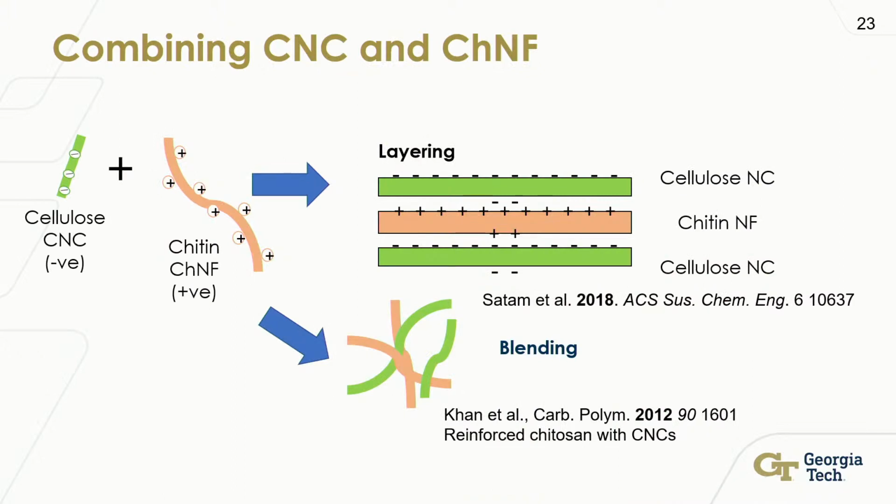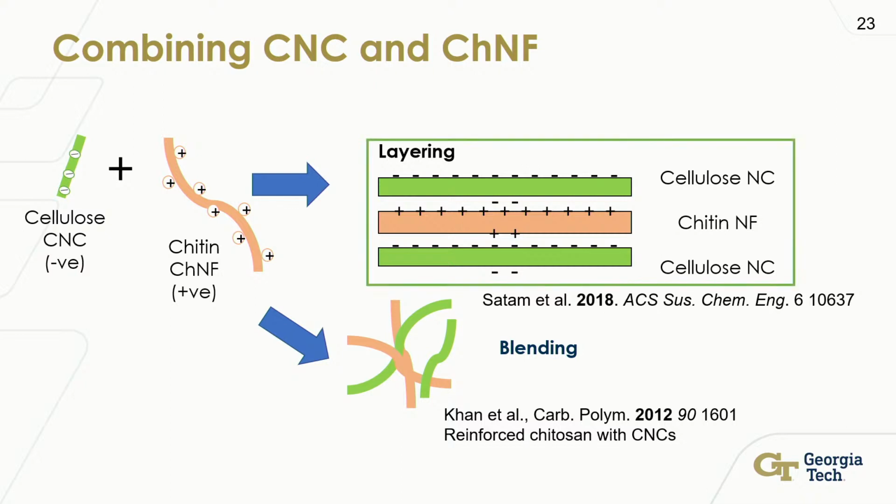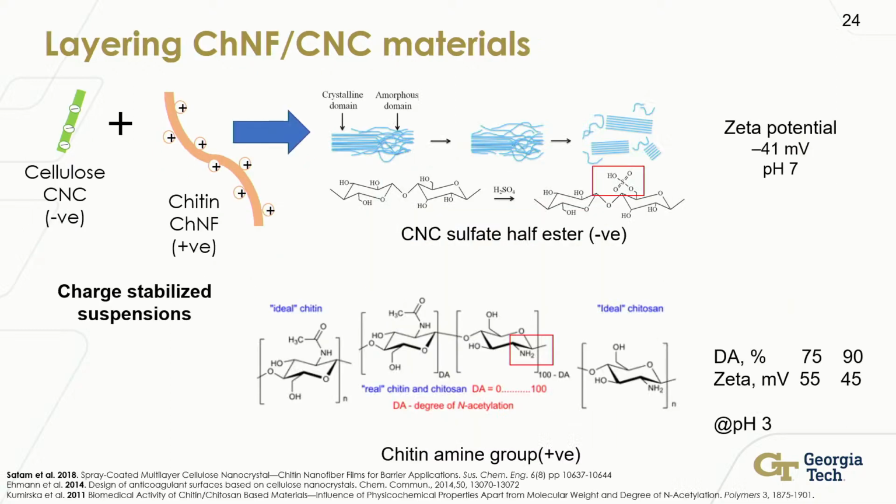So what we're exploring here is combining cellulose nanocrystals and chitin nanofibers, taking advantage of the negative charge and positive charge interactions. One of the ways that we're looking at combining them is through layering, where you build up the film layer by layer, and they essentially associate with one another through electrostatic attraction. This gives structures where you have sulfate groups on the CNCs and amine NH2 groups on the chitin, and that's what leads to their negative and positive charge.